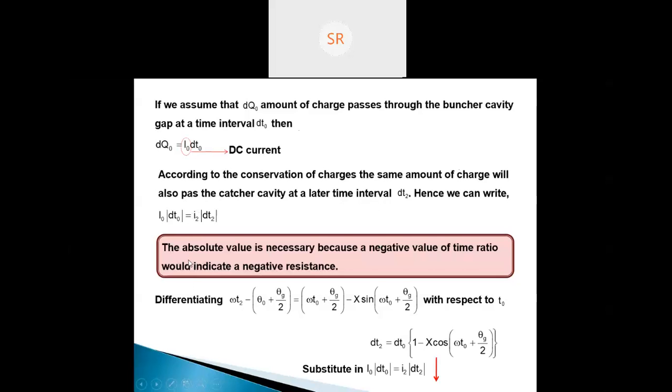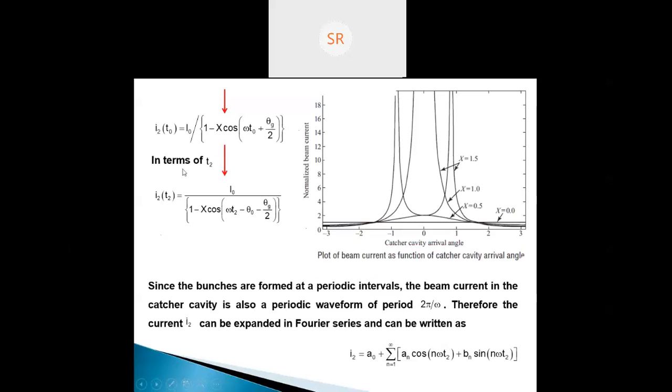Then we can find out what the total current propagating through it will be. I2 is the current at the catcher cavity. So we can express I2 as I0 by 1 minus x cos of omega t minus theta 0 minus theta g. That is nothing but the I2 current, and here is the catcher cavity arrival angle. This one is a normalized beam current, where we get the maximum value of this current. The catcher cavity arrival angle is used.